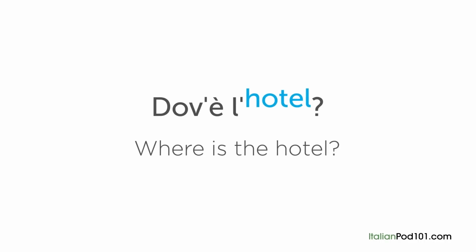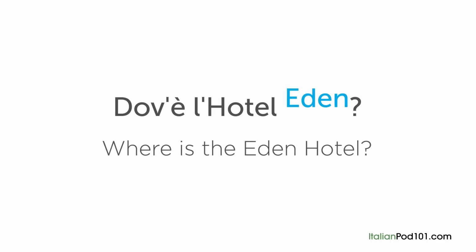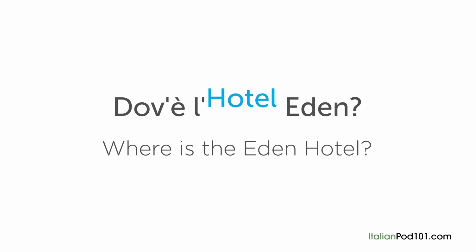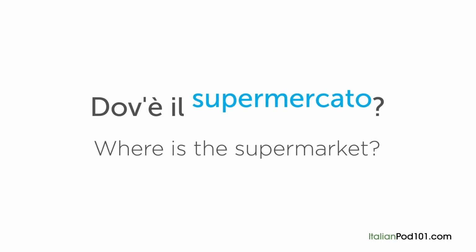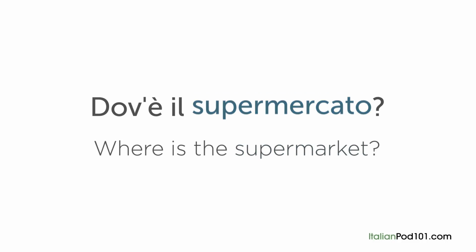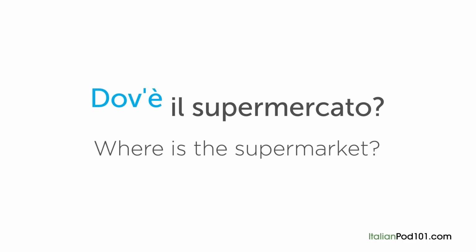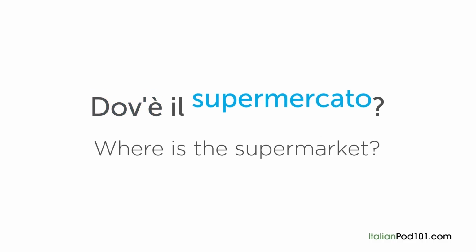Next, Hotel. Hotel. Dov'è l'hotel? For a specific hotel, do the same as before. Just place the name after hotel. Hotel. Hotel Eden. Dov'è l'Hotel Eden? Next, Supermercato. Supermarket. Supermercato. Dov'è il supermercato? You can ask where anything is in Italian simply by saying Dov'è? and then adding the name of the place or location.